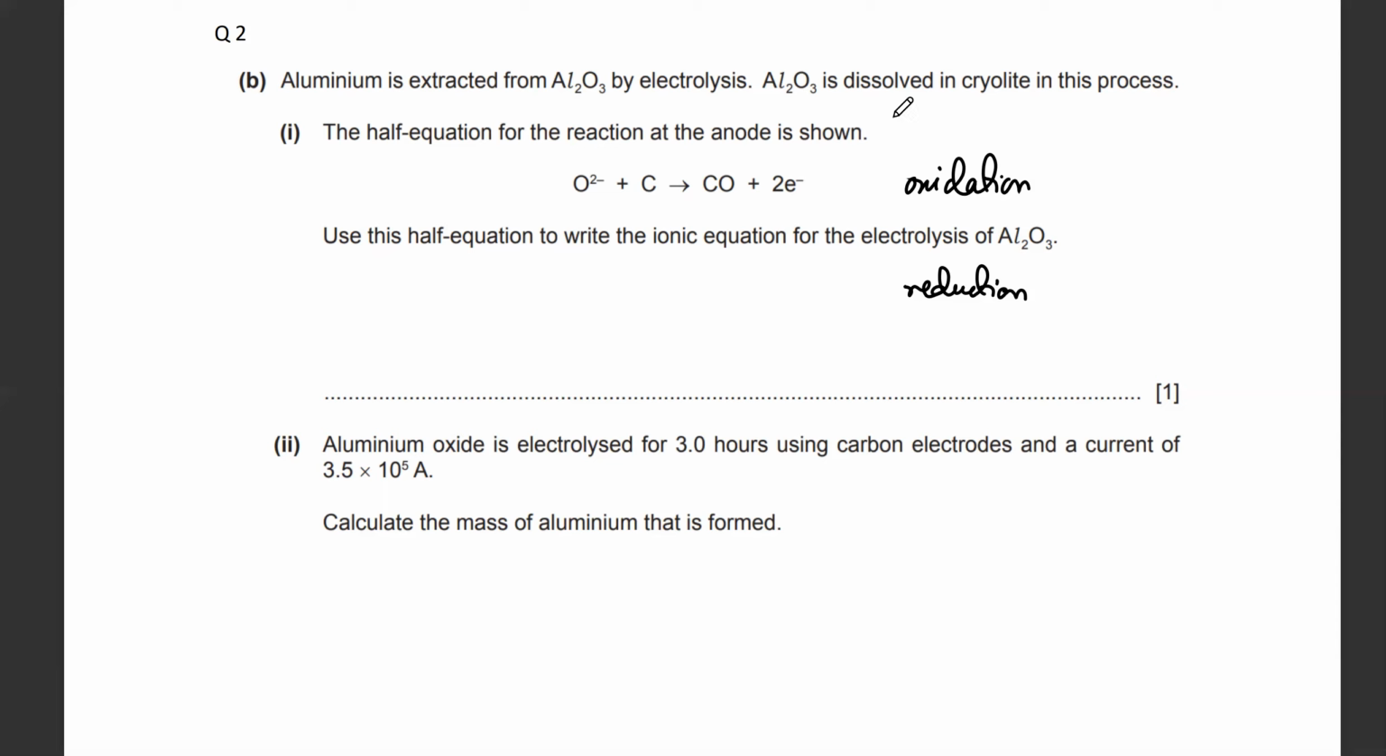You've got Al3+ at the cathode, reduction. They're going to gain 3 electrons, and it's going to form Al, right? Since the cathode is the positive terminal... no, in electrolysis the cathode is the negative terminal.